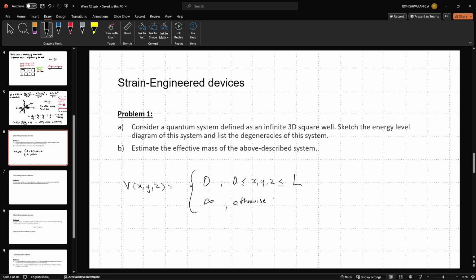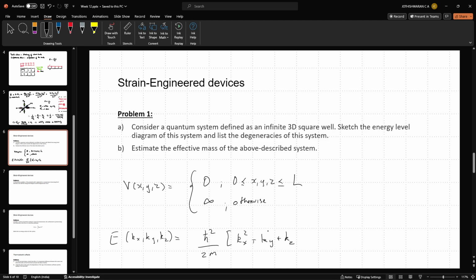So essentially what does this mean? It means I have a cubic volume of side L. Inside that the potential is 0, and outside of that the potential is infinite. So the particle is confined to be within this cubic box. For this we know the energy is given by E(kx, ky, kz), which is ħ squared by 2m into kx squared plus ky squared plus kz squared.